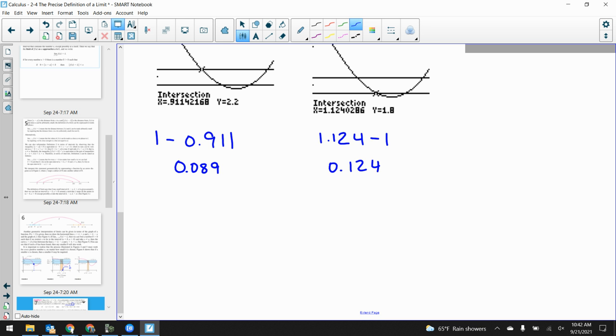And you know what? That is going to be my delta. Your delta is going to be whatever gets you closer to 1. Your delta is going to be whatever gets you closer to the value that you're trying to get to. I don't want to choose this delta because that's going to be outside my restriction.